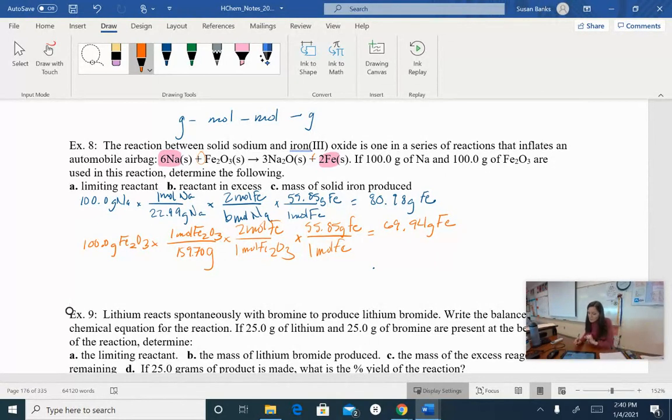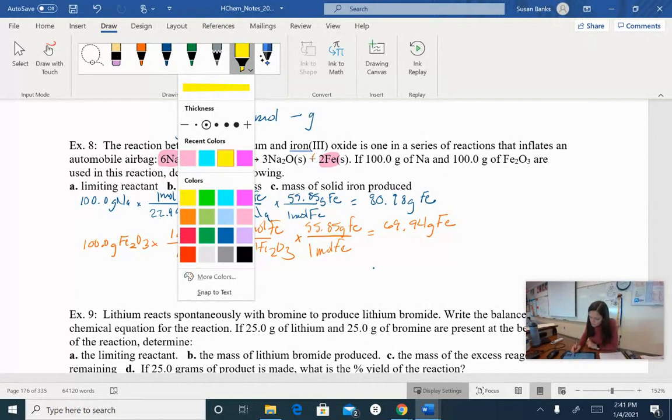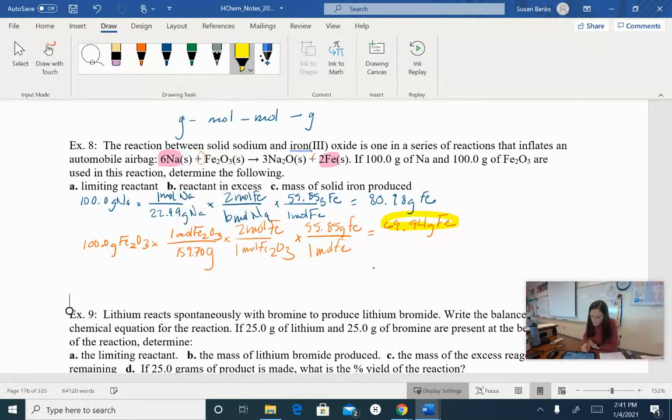Now, the thing that we have to look for is which one is smaller. Hopefully you noticed that the one that is smaller is this one. So that means our iron 3 oxide is our limiting reagent. So for question A, our limiting reagent is our iron 3 oxide. The reagent in excess, the one that we are going to have extra, is going to be our sodium. So sodium is our extra.